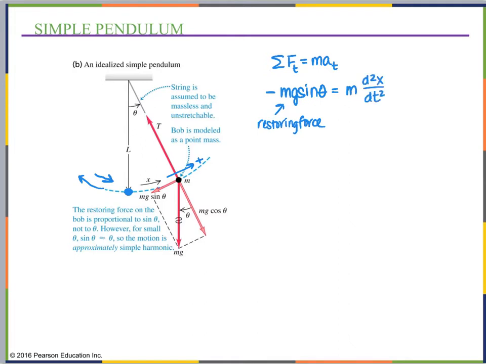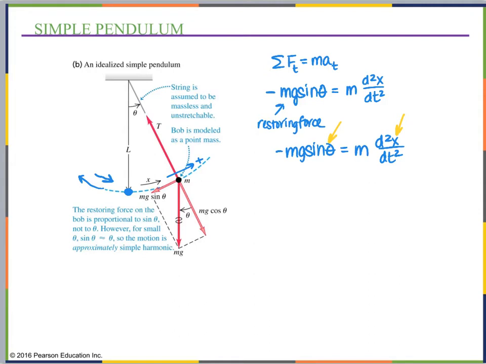Since x is our variable along the arc, that's how we're going to write our tangential acceleration. Now, when we look at this, we have a little bit of an issue with variables, because on this side, theta is our variable, but on this side, x is our variable. And so somehow we have to bring those together.